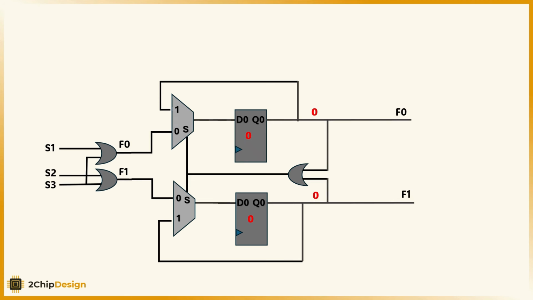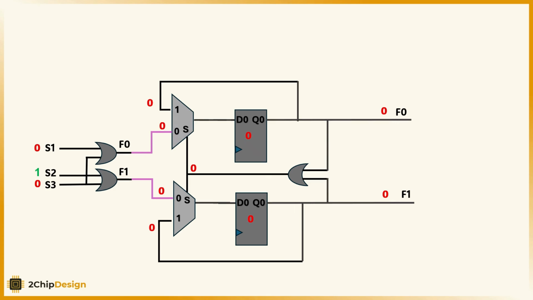Let's run a simulation. At the initial state, the output is 0, 0, which means no snail has crossed the finish line yet. As we can see, the system stays at 0, 0 as long as no snail reaches the finish line. The circuit waits for a change in one of the inputs. As you can see, as long as there is no change in the inputs, the system is stable, and the outputs are 0, 0, indicating no one arrived at the finish line yet.